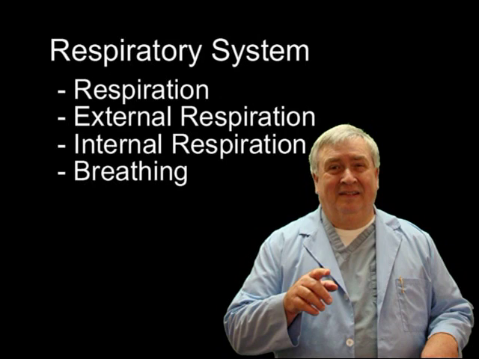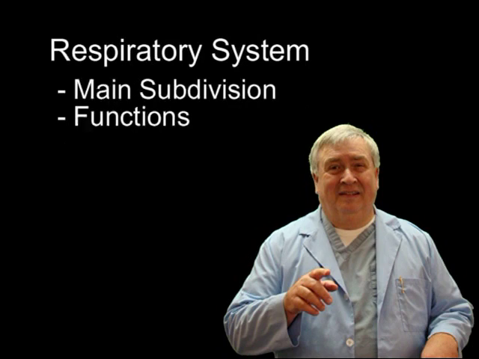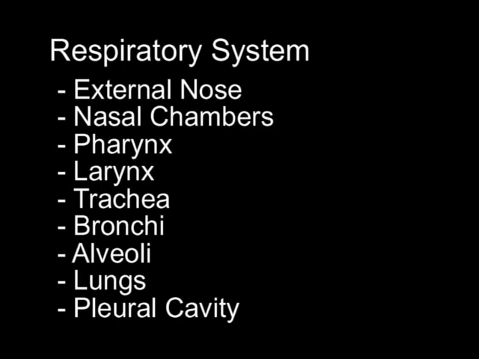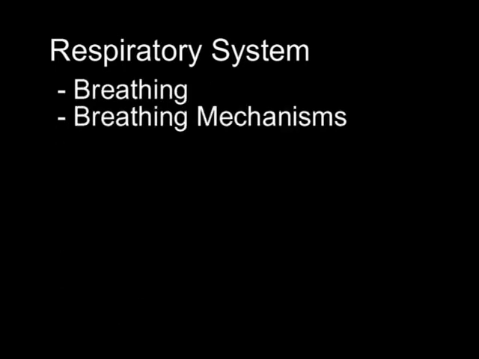First, I want you to be able to define respiration, external respiration, internal respiration, and breathing. Second, I'd like you to be able to identify the main subdivisions of the respiratory system and their functions. You should be able to describe the external nose, nasal chambers, pharynx, larynx, trachea, bronchi, alveoli, lungs, and pleural cavities. Finally, I'd like you to be able to describe breathing and the breathing mechanisms.